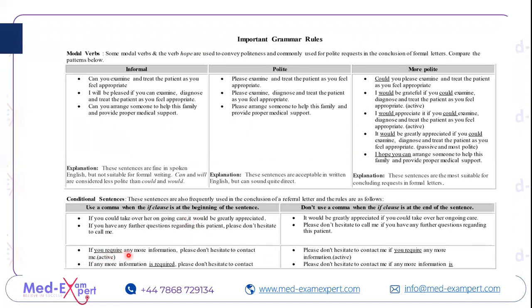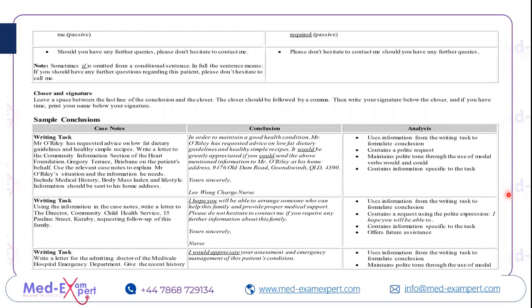Okay, similar case here. If you require any more information, please don't hesitate to contact me. So if is at the start, a comma will be here. Please don't hesitate to contact me if you require any further information. So no comma here. So this is a basic rule of commas where most people do make mistakes. Okay, so be very careful with it. Okay, another example is, should you have any further queries, please don't hesitate to contact me. So a comma here, and please don't hesitate to contact me should you have any further queries. So some more examples here.